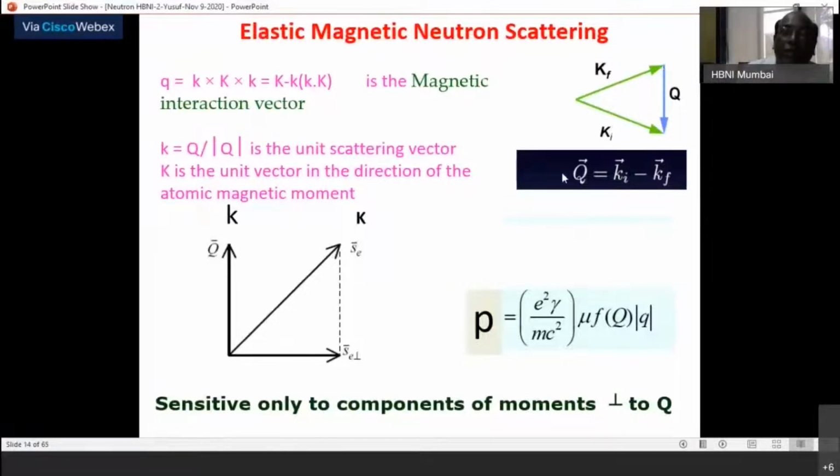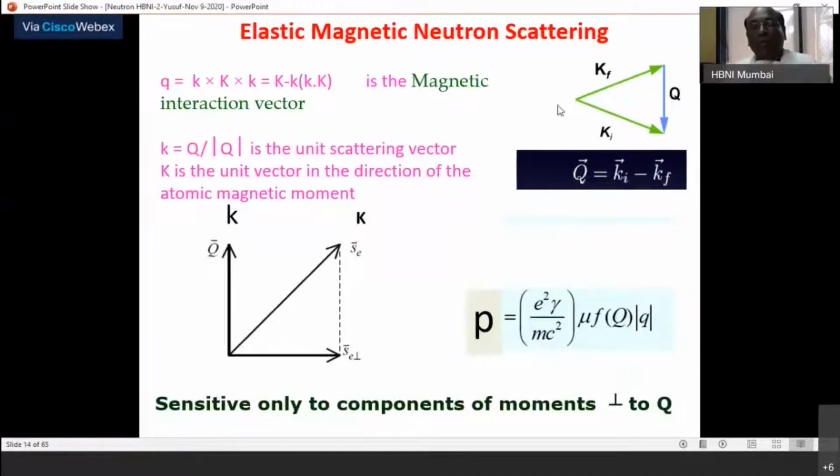And by definition, the momentum transfer Q is initial k minus final k. Ki minus Kf, this is small k, I'm sorry. So Ki minus Kf is nothing but Q. This is called momentum transfer. I must tell you that the incident wave vector, the scattered wave vector, and the momentum transfer, all three vectors lie in one single plane. In one single plane, okay.